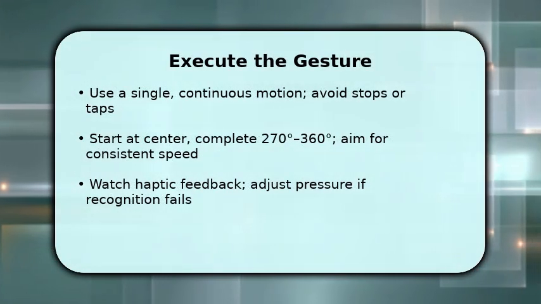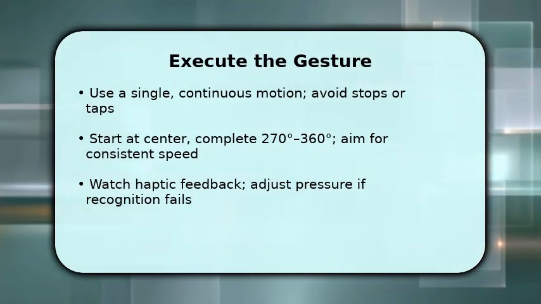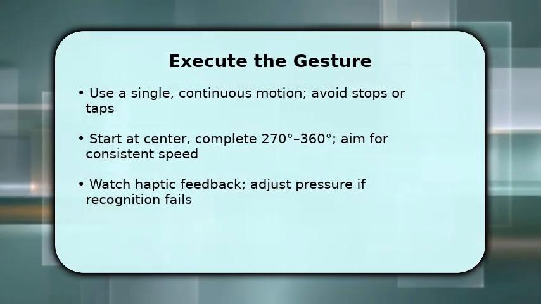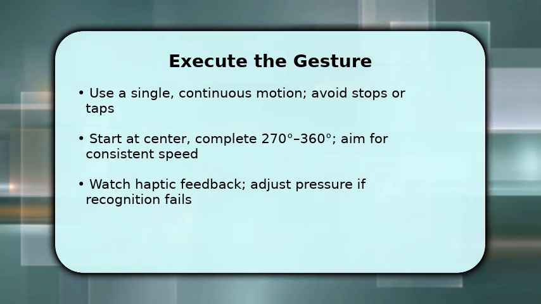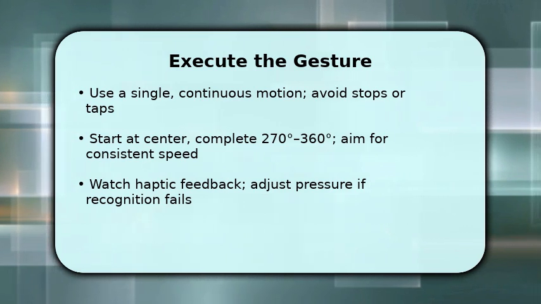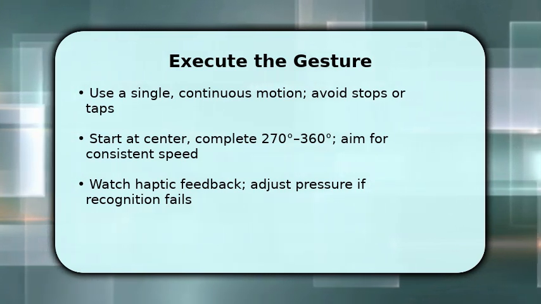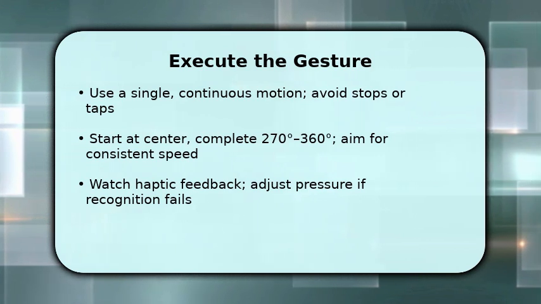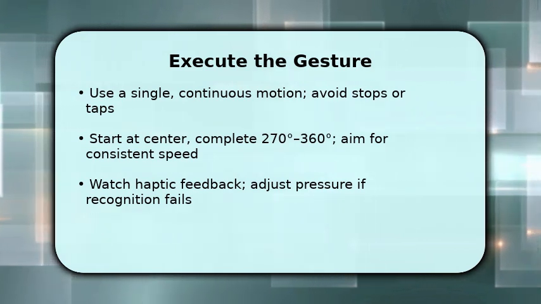Now you perform the circle gesture to search. Start at the center and move in one continuous motion until you reach about 3/4 to a full circle. Do not pause. You want consistent speed so the algorithm reads a clean trajectory. When the device vibrates or shows the search UI, speak your query or type as needed.